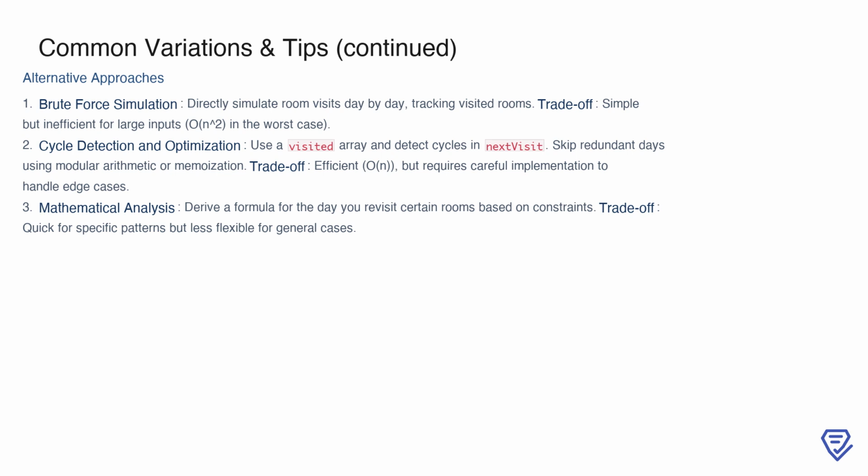Another advanced approach involves mathematical analysis, where you derive a formula to calculate the day you revisit certain rooms based on constraints. While this method can be very fast for specific patterns, it tends to be less flexible and harder to generalize for all cases. Choosing the right approach depends on the problem's constraints and the trade-offs you're willing to make between simplicity and efficiency.